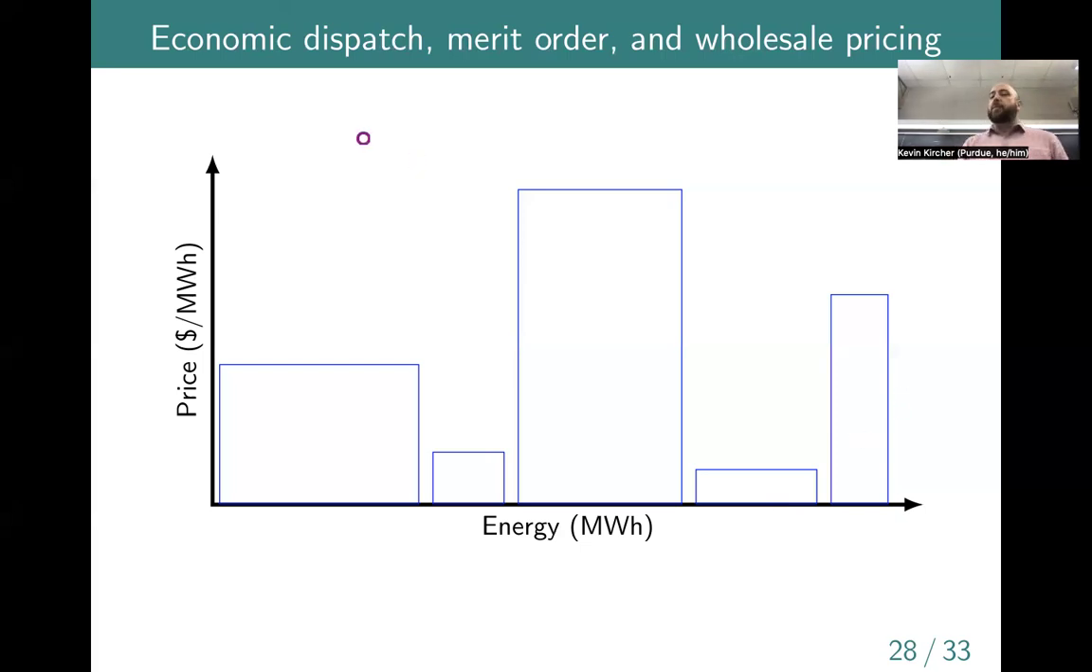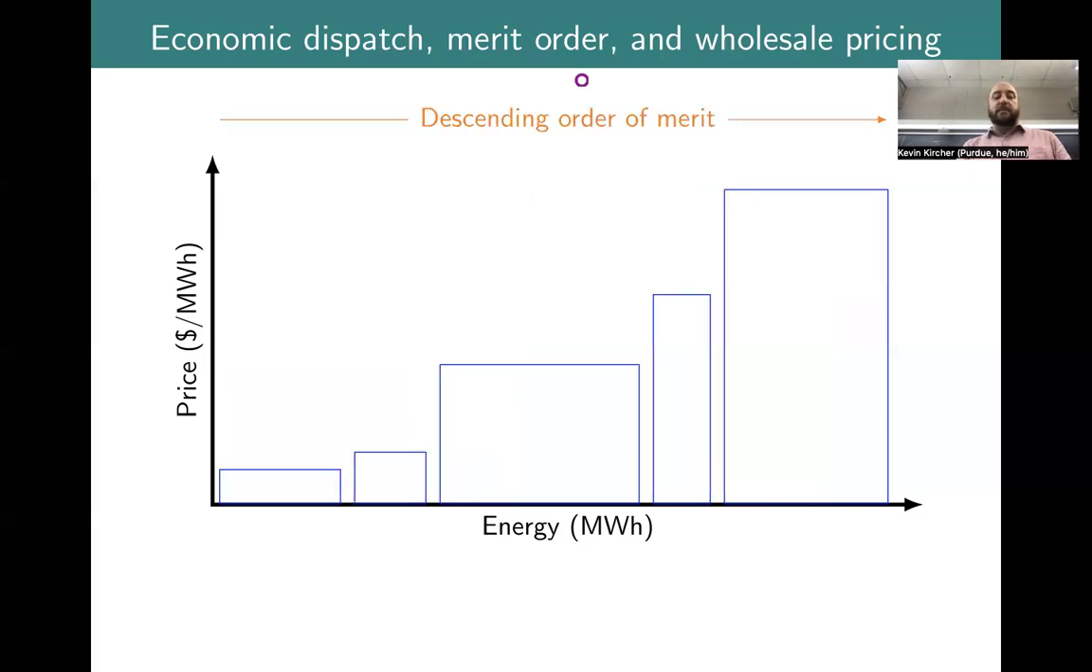So you can imagine one way to solve this problem, setting aside things like transmission constraints and so forth, is to rank these in what's called a merit order. You rank them in terms of the price that they offer. So the lowest cost resource has the highest merit, and the highest cost resource has the lowest merit. And this is the descending order of merit.